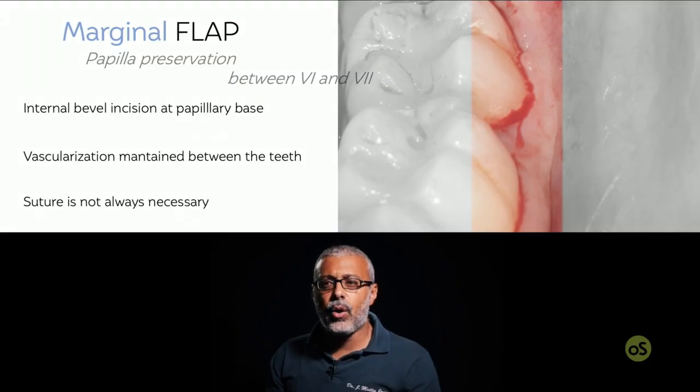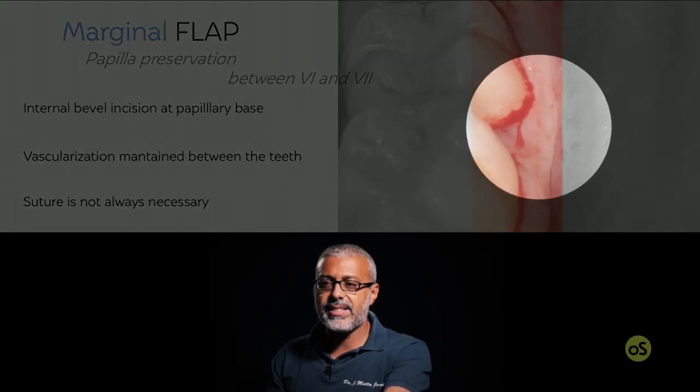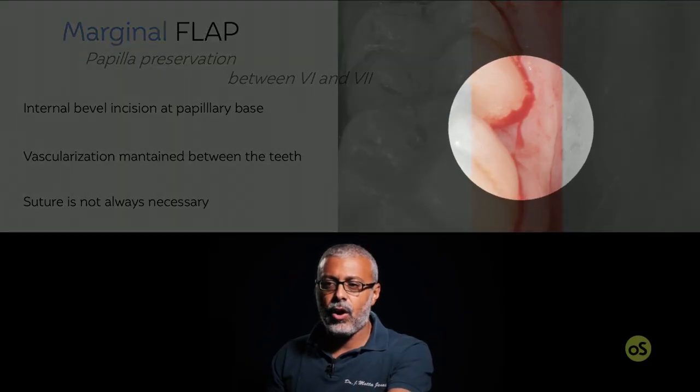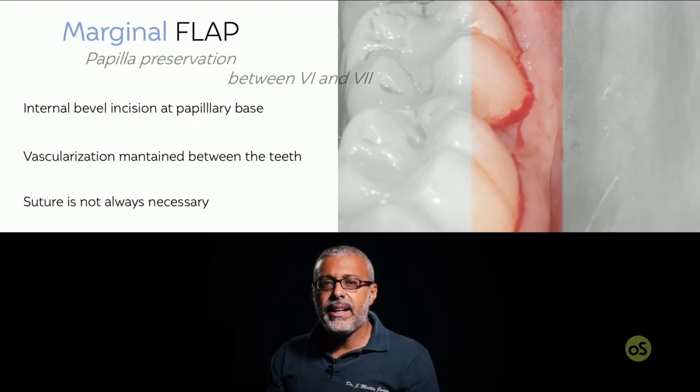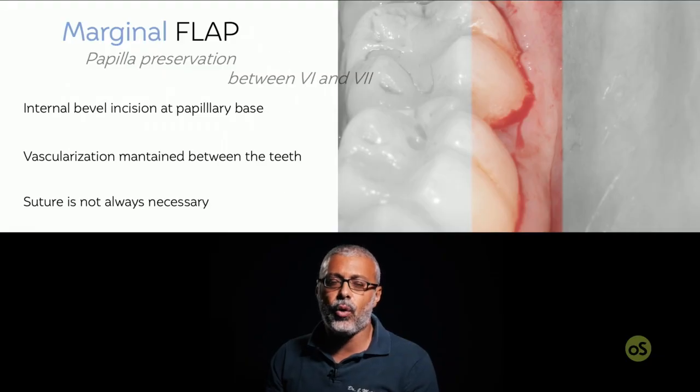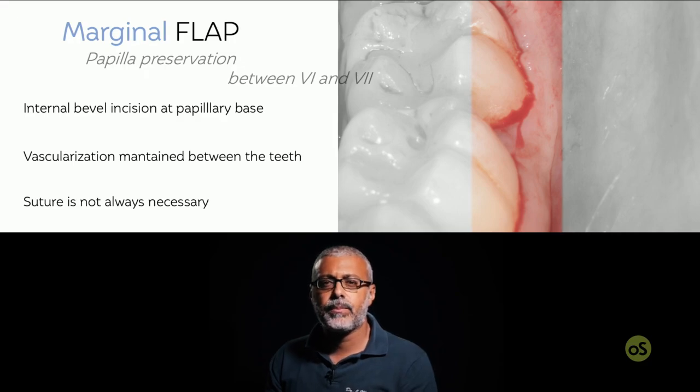So here we have a close-up of the papilla preservation where we see that the incision has left the papilla on the underlying bone. And in this area, depending on how we replace the flap once we finish our surgery, we can also decide not to place a suture in that area.